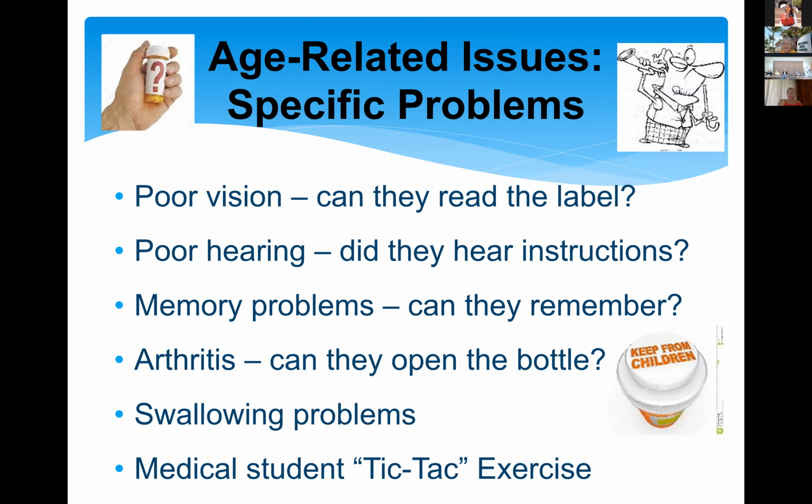There are some specific issues related to aging. One is poor vision. Those labels have teeny tiny writing. Can your patient even read the label? If they cannot, the pharmacy can give you large print labels that are specially made, but you have to ask for them. The other one is poor hearing. Did people hear the instructions?